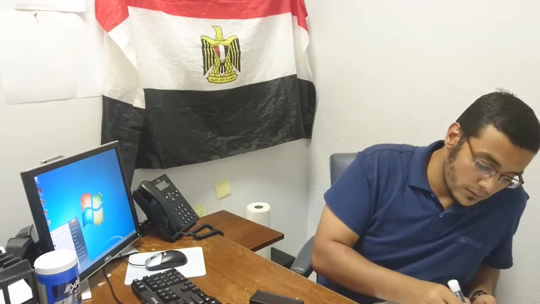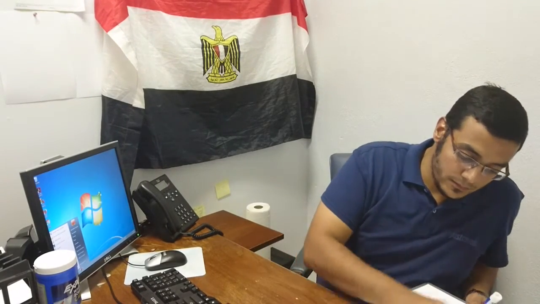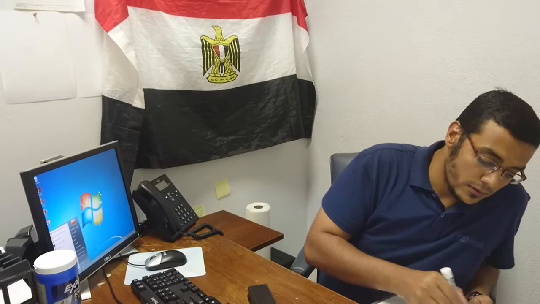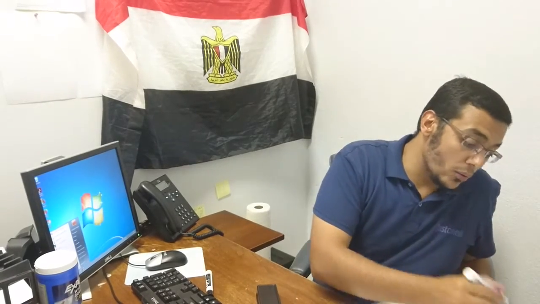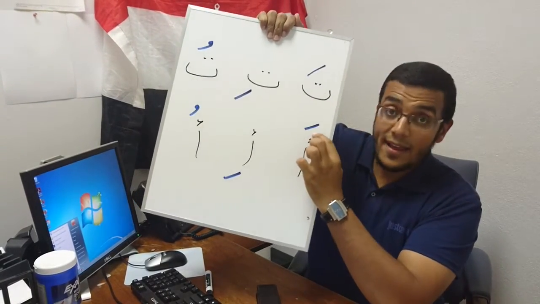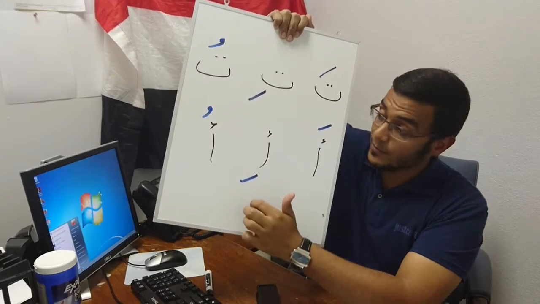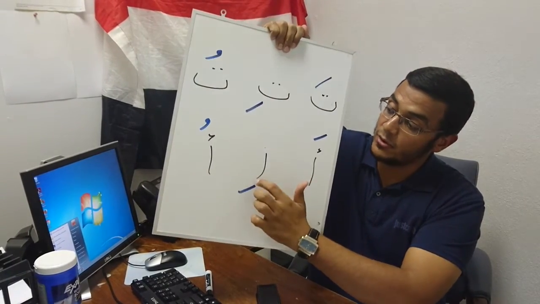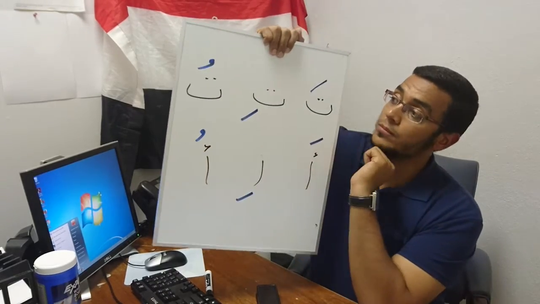I'm going to have a letter like Ya. Let's try something about Ya. Let's try Alif. So, Alif with Fatha, it becomes A. Alif with Kasra, it's E. Alif with Dhamma, it's O. Okay? A, A. Alif with Kasra, E. And actually, you have to write this Hamza down here. Alif with Dhamma, O. Okay?